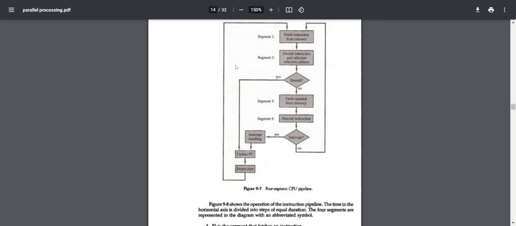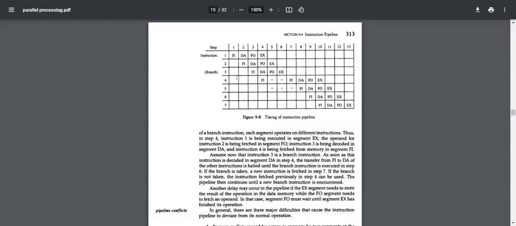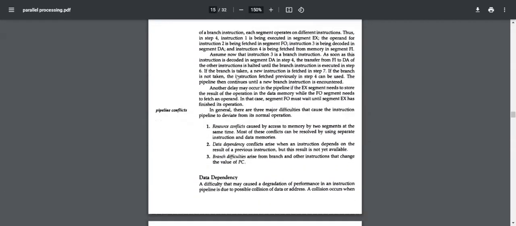Now, with every theory, we have some problems. And the basic problems which you can face in instruction pipelining as a whole are the pipelining conflicts. You can have three kinds of conflicts here. First one is resource conflict, second one is data dependency, and third one is branch difficulty.